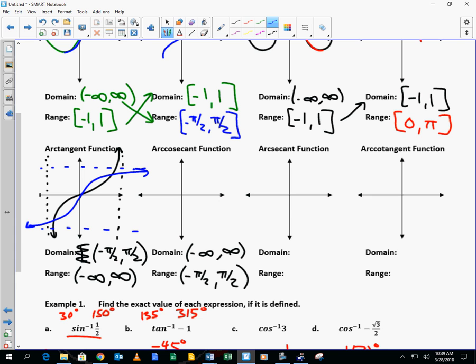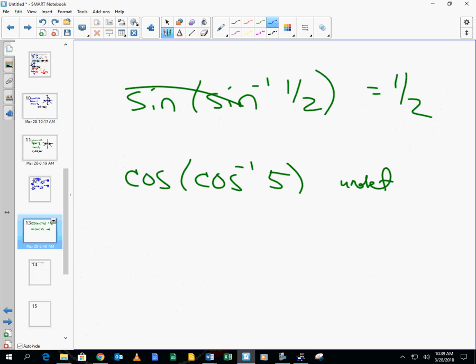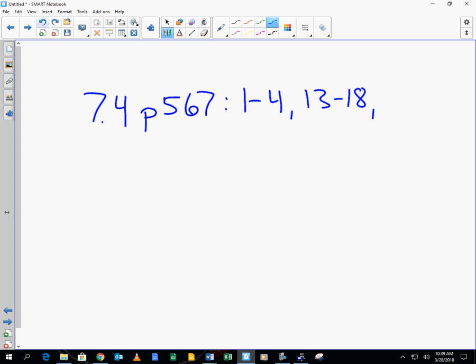How's that? Would you like an assignment? How about your last assignment of this unit? 7.4, page 567. Numbers 1 through 4, 13 through 18, and 29 through 34.